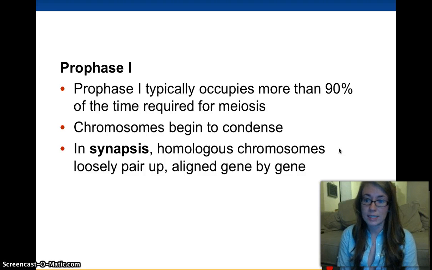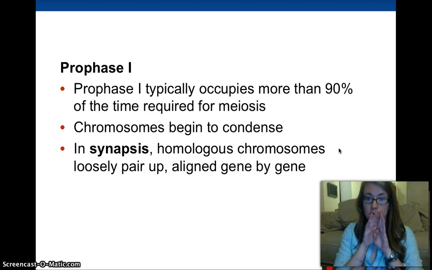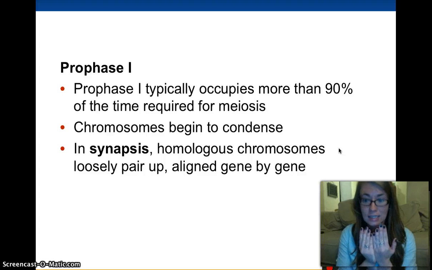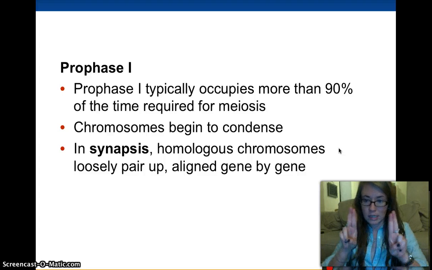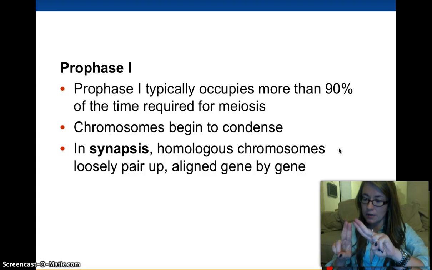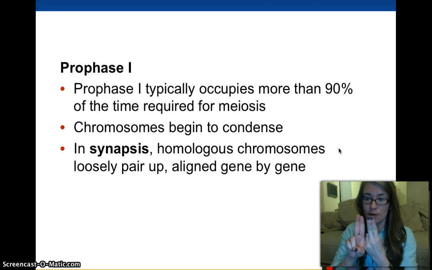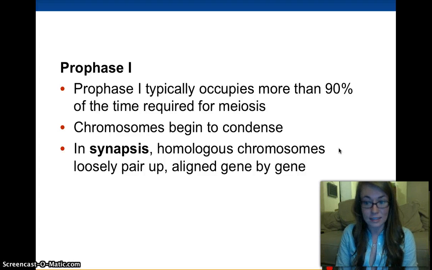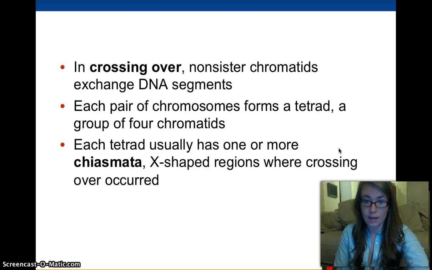So prophase 1 takes up 90% of the time required for meiosis, and this is where the chromosomes begin to condense, and the process by which the homologous chromosomes pair up is called synapsis. And these are lined up exactly. So let's say, here's my 2 homologous pairs. Let's say eye color is right here. It's going to be in exactly the same spot right here. They line up exactly and correctly, and that's really important, and we'll talk about why that is later. And the reason that that's important is because something called crossing over happens, and that comes in the next section.